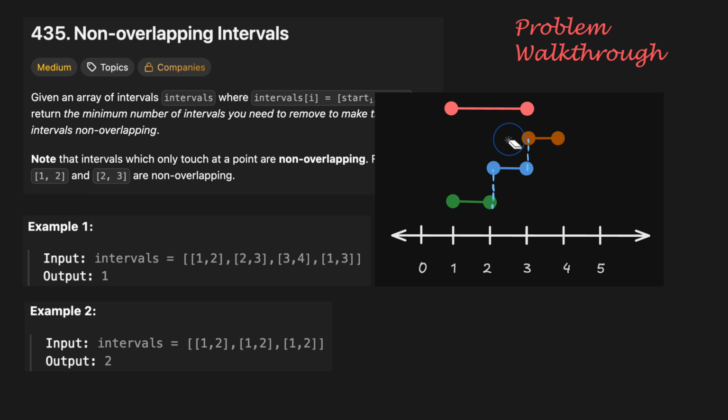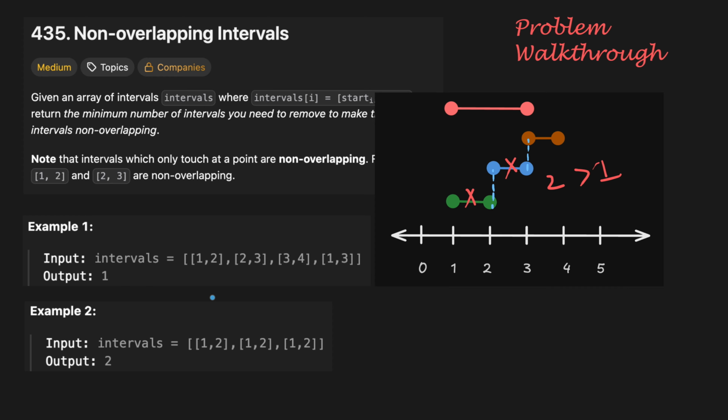But let's check, can we do better? If we were to keep the interval from 1 to 3, we would then need to remove both intervals from 1 to 2 and 2 to 3 to resolve its overlaps, resulting in 2 removals. Since we are looking for the minimum removals, 1 is already the correct answer.